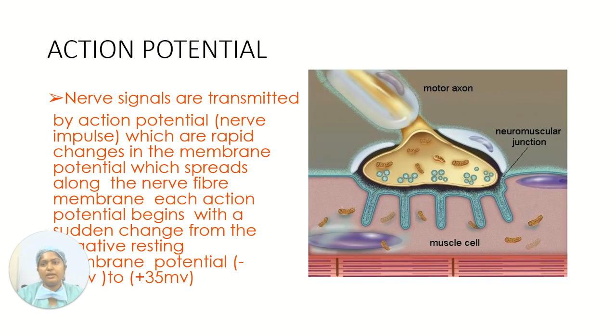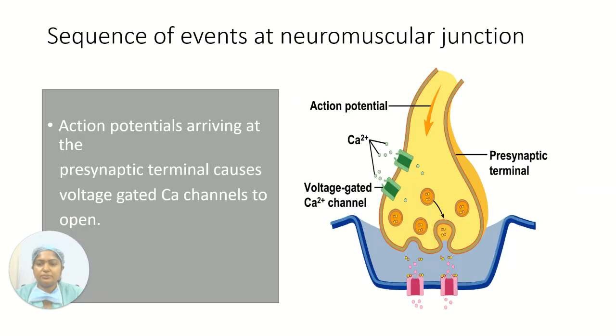And then coming to the action potential, the nerve terminals are transmitted by an action potential, also called a nerve impulse, which are rapid changes in the membrane potential that cause the spread along the nerve fiber membrane. Each action potential begins with a sudden change from the resting membrane potential.